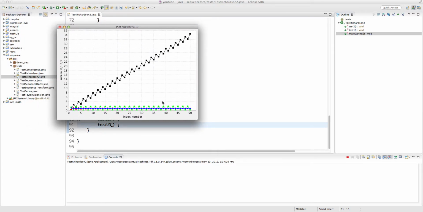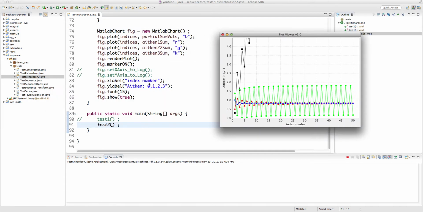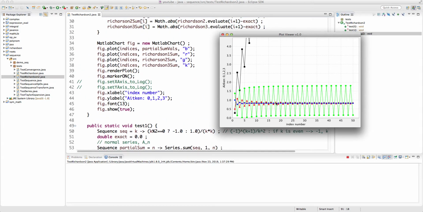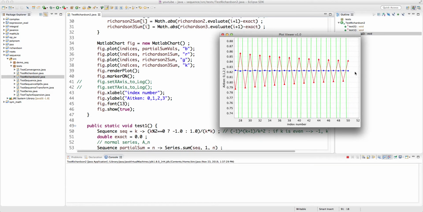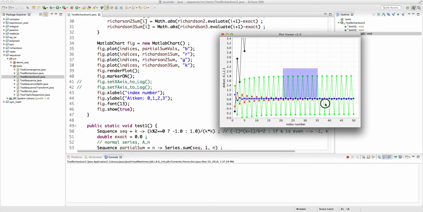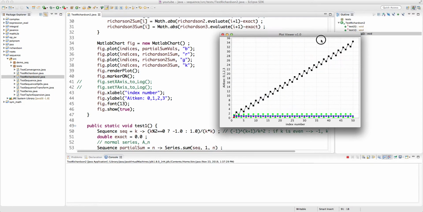And it's very interesting that, not only so, the blue is the original sequence, right? Just summing up the partial sum. And the red is the first order Richardson. It actually gets worse and worse. The green is the second order Richardson, and the black is the third order, which is definitely diverging. So not only does Richardson not help, it actually causes the sequence to diverge. So Richardson is definitely not a good option in this case.